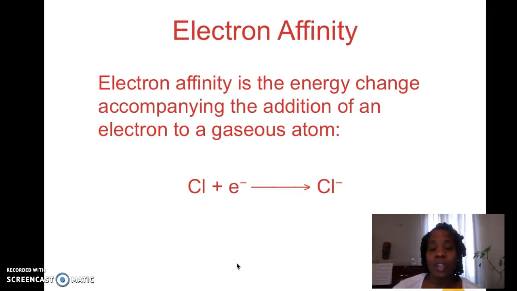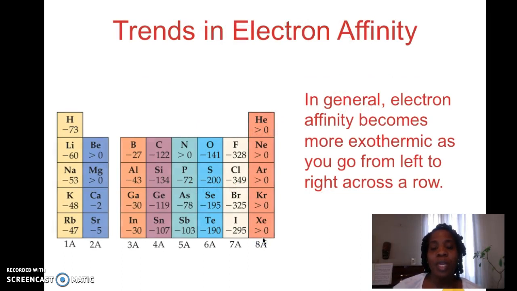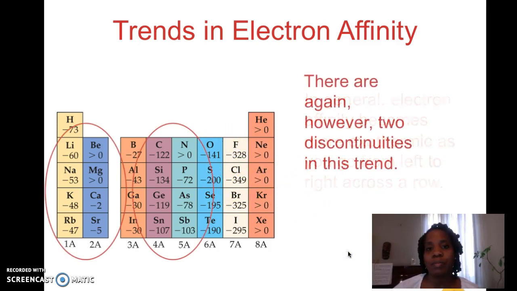Finally, electron affinity. That is the energy change that occurs when an electron is added to a gaseous atom. In general, the electron affinity becomes more exothermic as you go from left to right. You can think of this as being because the elements on the right want to gain electrons. So that process releases energy. Again, however, you see 2 of these discontinuities.